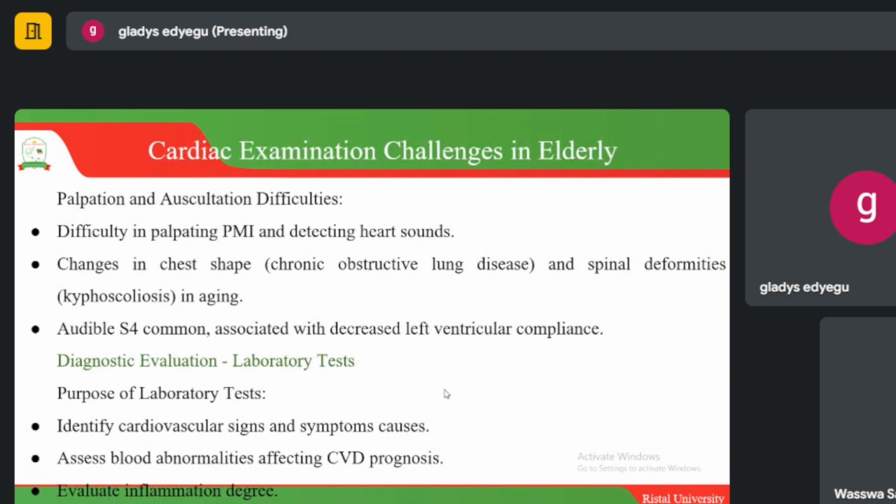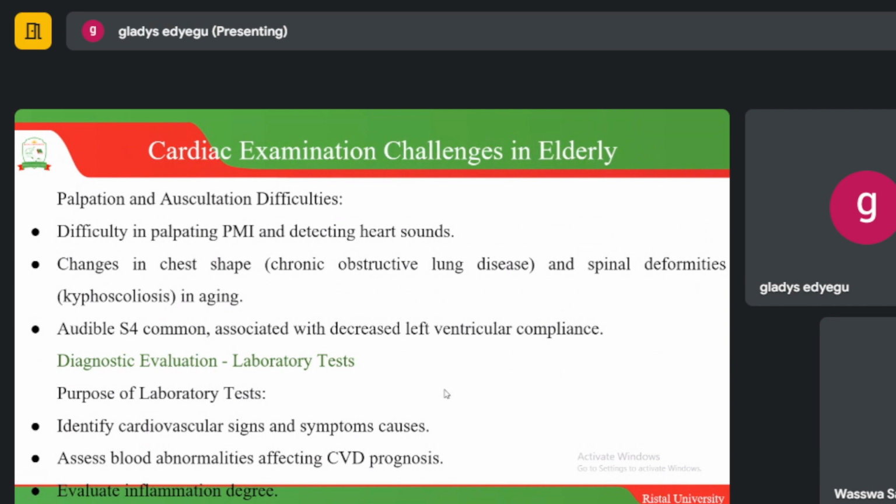So what could be the challenges in examining the cardiovascular system in the elderly? Palpation and auscultation are difficult. It is difficult to palpate some of these patients. On the chest, you try to look for heart murmurs, but you cannot get them just because they are very thin and deep, so you may not feel them even when you put your fingers to palpate. Detecting these heart sounds may be very difficult because you cannot access them.